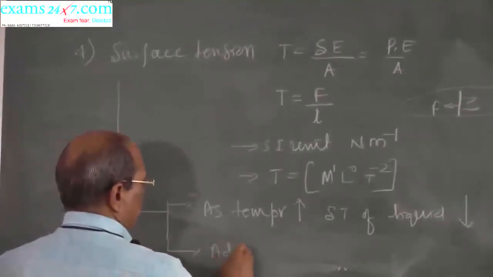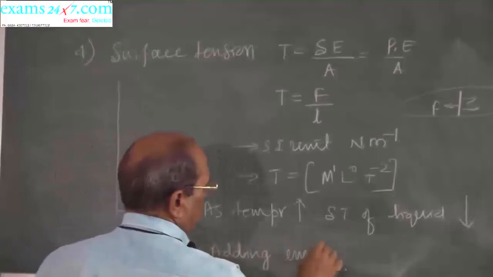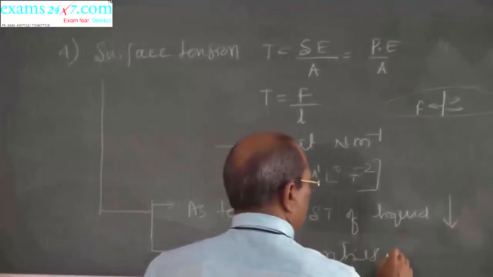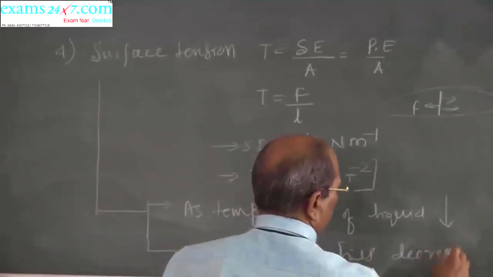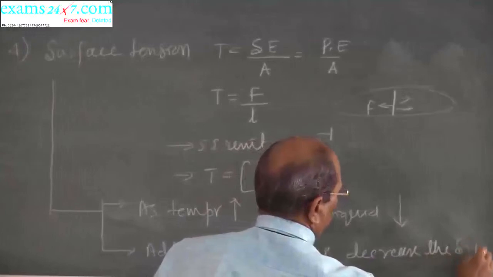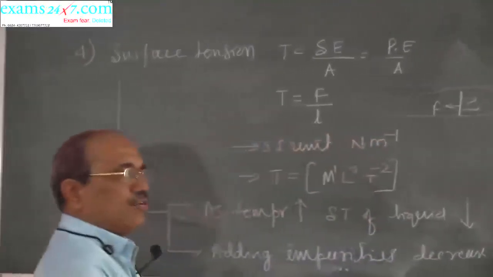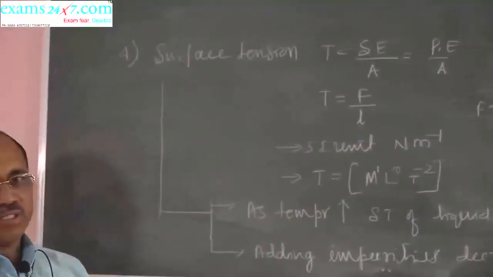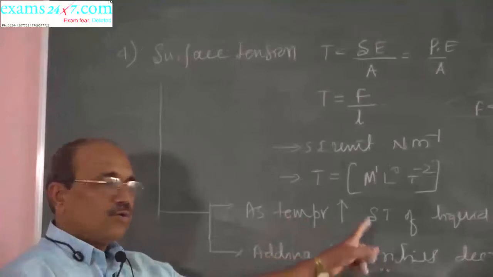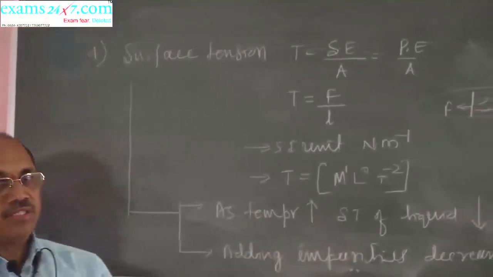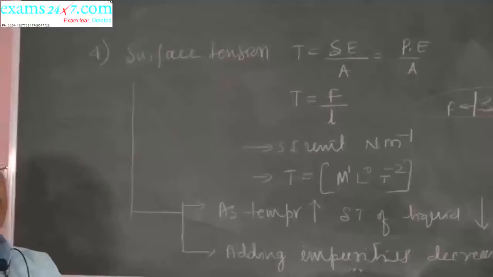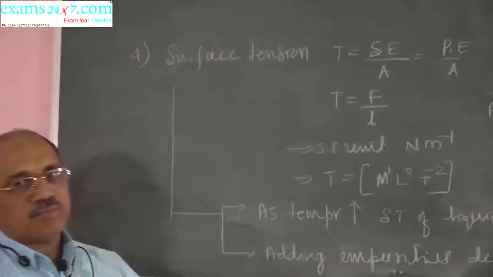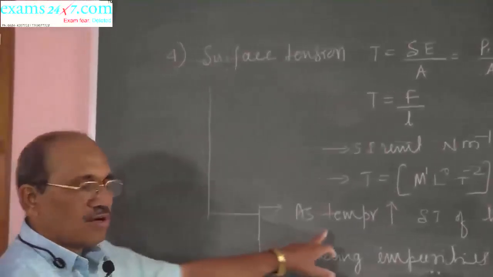Again, adding impurities into the liquid decreases the surface tension. Addition of impurities and the rising of temperature both decrease the surface tension. Therefore, if you want to mix other substances into water, we heat the water to reduce the surface tension, so that cohesive forces decrease and thereby other substances may be dissolved in water.